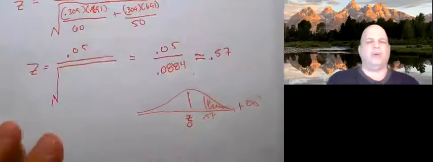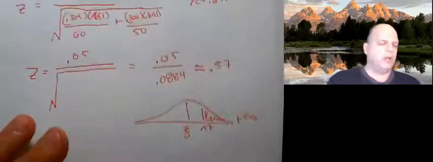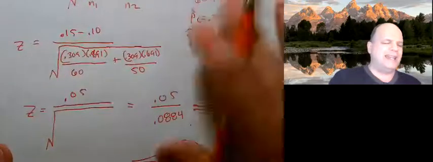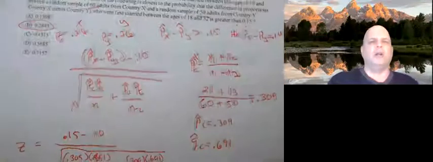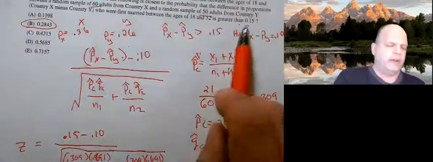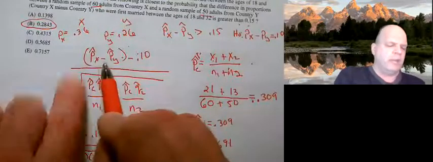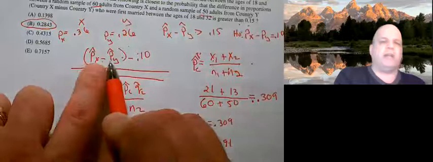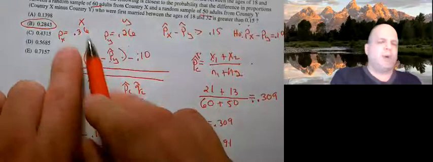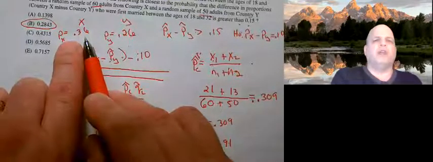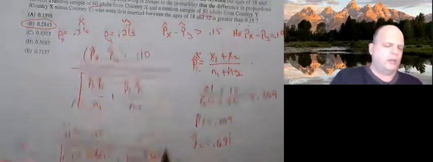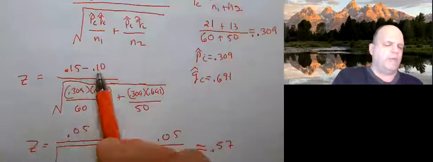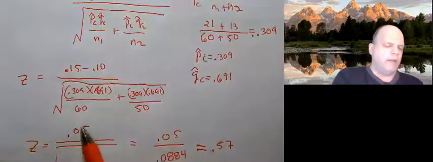Okay, I don't approve of this particular problem, but please notice what we did. I'm going to quickly walk you through it. They said that they wanted a difference of 15%. So P hat X minus P hat Y needs to be 15%. Well, the initial belief was 36 minus 26. So they initially believed it was 10%. So 0.15 minus 0.10 gave us a difference of 0.05 in the numerator.